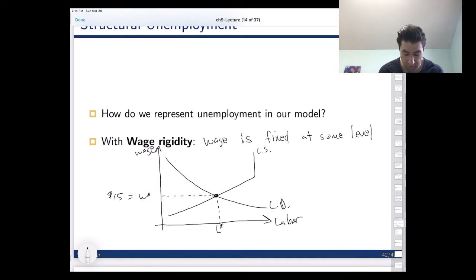So wage rigidity is going to happen when the wage rate is fixed above the market level. So I'm going to call this WA for the actual wage right now. And notice what that implies is that the quantity of labor demanded, so I'll call that LD for labor demanded, is less than the quantity of labor supplied, LS. And so that gap there are people that are unemployed structurally.